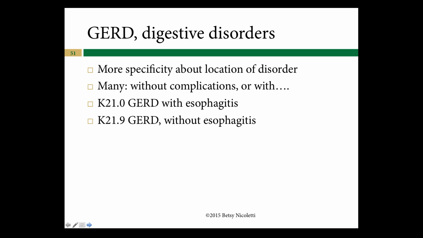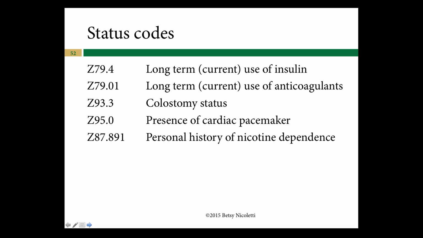Some conditions get more than one code. We have more specificity about location and without complications or with, and GERD's one example. K21.0, GERD with esophagitis, K21.9, GERD without esophagitis. And if you don't know whether the patient has esophagitis, we're going to use without. We're not going to assign a complication if we don't know that the patient has one.